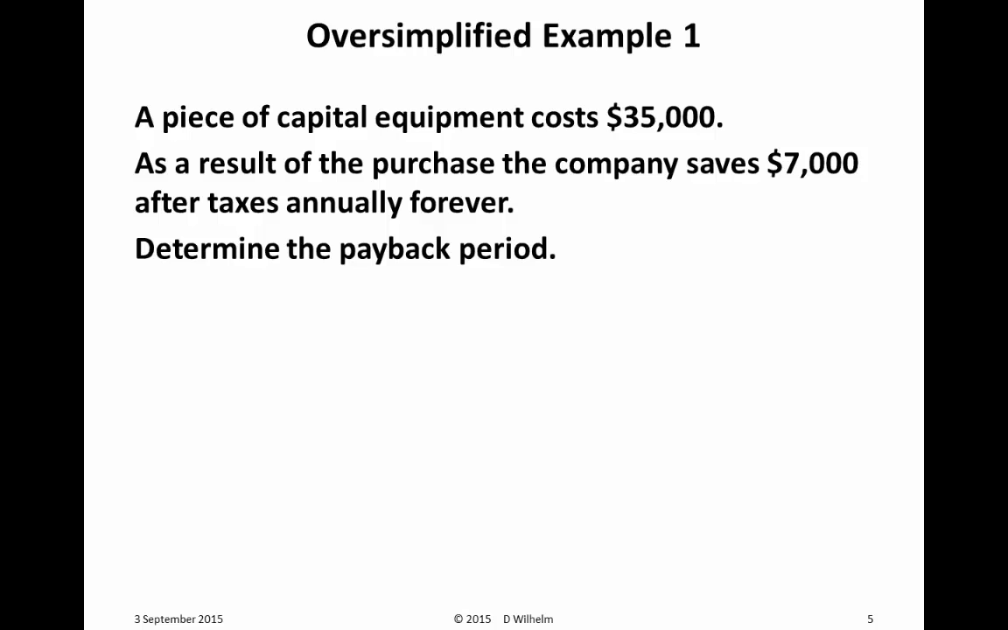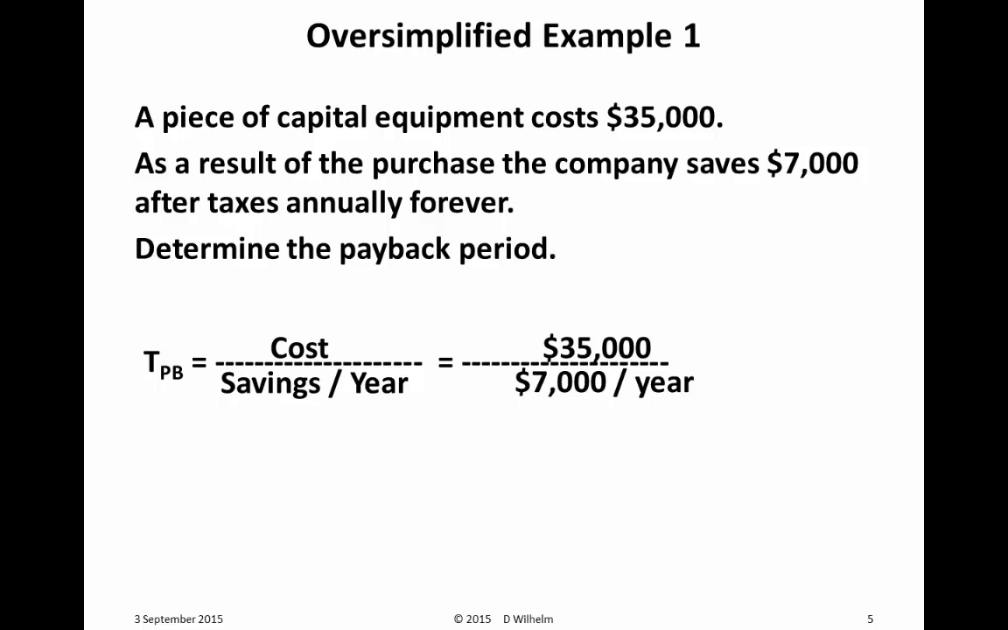Here is an oversimplified example. A piece of capital equipment costs $35,000, cash or cash equivalent, and as a result of this purchase, we estimate the company will save $7,000 after taxes annually forever. Determine the payback period. The time for payback is equal to the cost divided by the savings per year. That's equal to the $35,000 one-time investment divided by $7,000 per year.